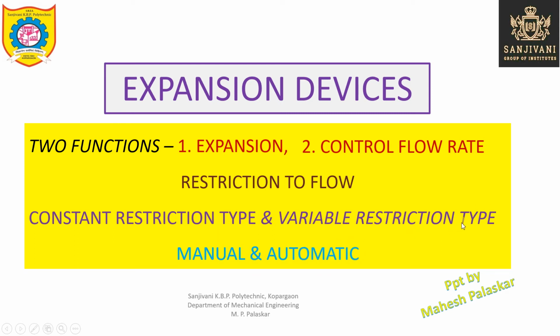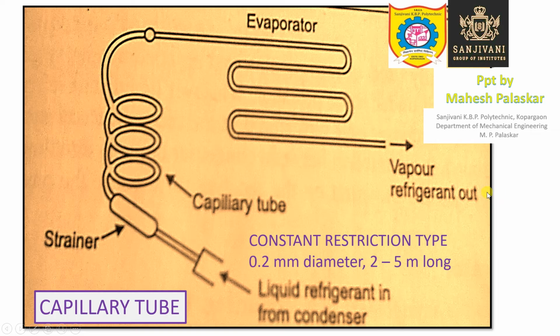And the variable restriction type expansion device may be manual or automatic. That means the restriction can be changed manually or it can be changed automatically depending upon the load or similar conditions which are changing in the due course of the operation of the refrigerating machine. So this is the first type of expansion device which we are going to study, that is nothing but the capillary tube. So this capillary tube is the constant restriction type expansion device.